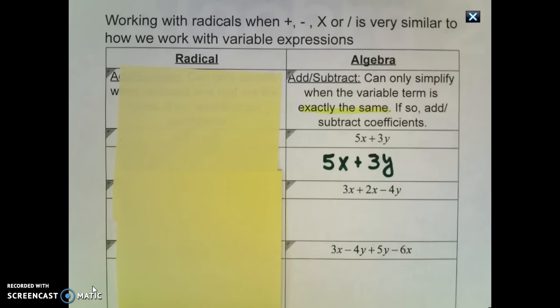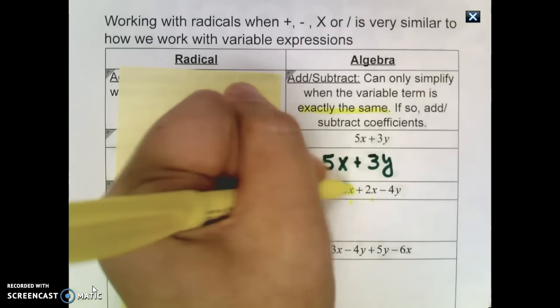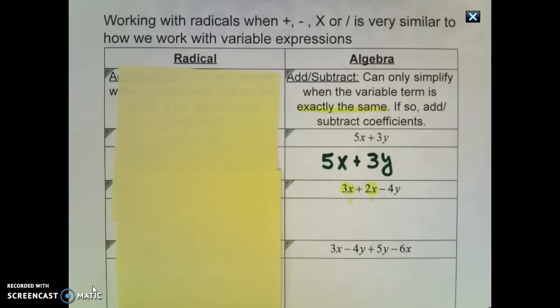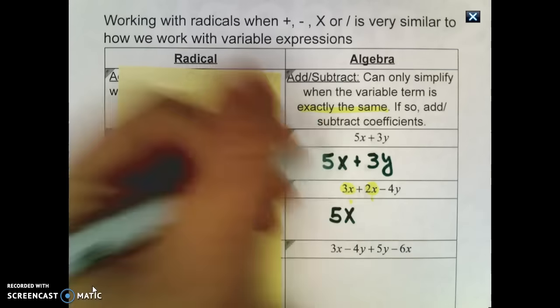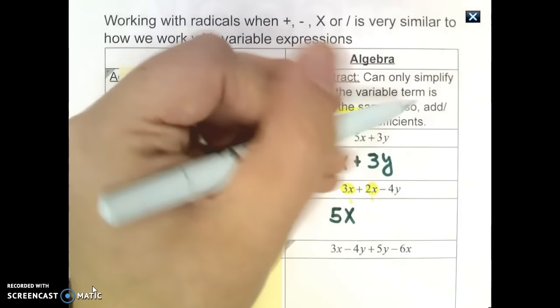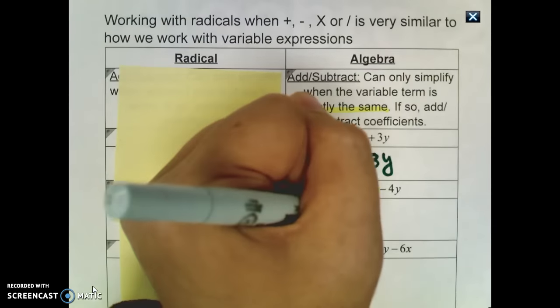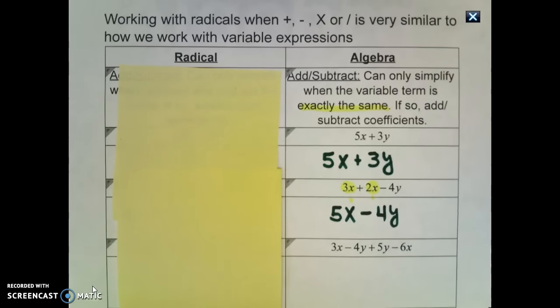In the second problem, however, I can combine some of the terms. The 3x and the 2x are both terms that have the variable x in them. So this term and this term can be added together. The 4y, because it contains a y, cannot be combined. So this ends up being 5x because, again, I add the coefficients, 3 and 2. So our simplified answer would be 5x minus 4y.